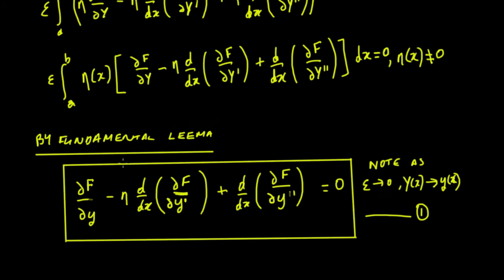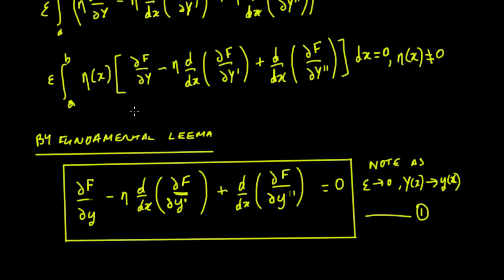If you're unsure about the fundamental lemma, there's a video up here. If you click on it, it'll take you through to the derivation of the fundamental lemma of calculus of variations. The fundamental lemma really just says that if we have one function here and another function here, when we multiply the two together, if one of the functions isn't equal to 0, then the second function must be equal to 0.